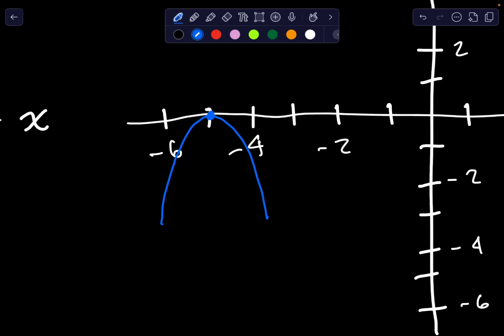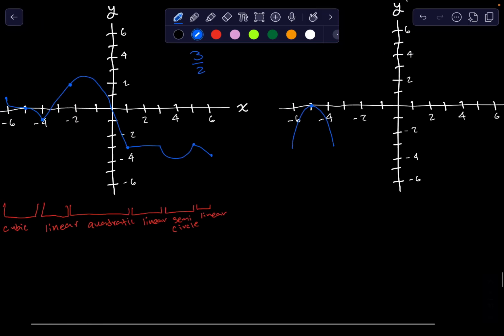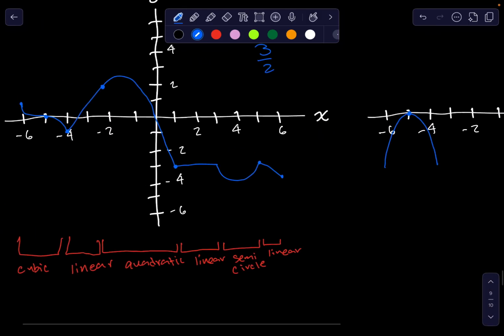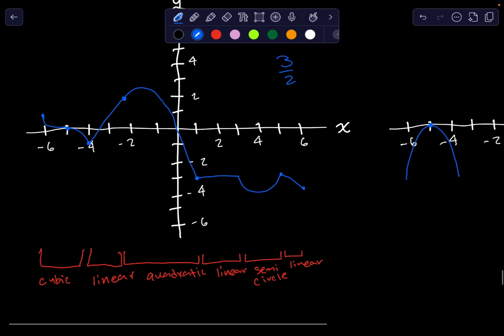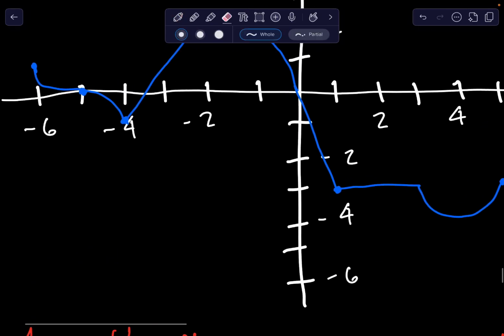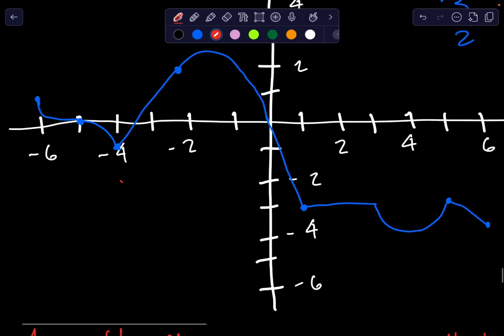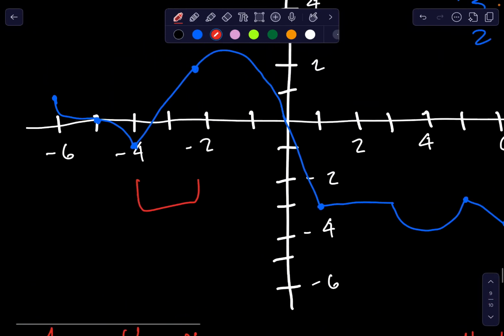For polynomials, it's always going to be a degree lesser. Obviously, you can't guarantee each of these is a polynomial function, but it's just a good rule, especially when you do know that you're dealing with a polynomial. All right, now let's do our next section from -4 to -2, which we noted was linear.